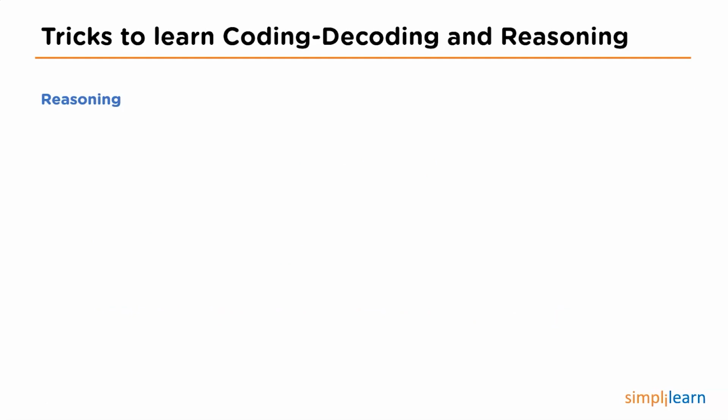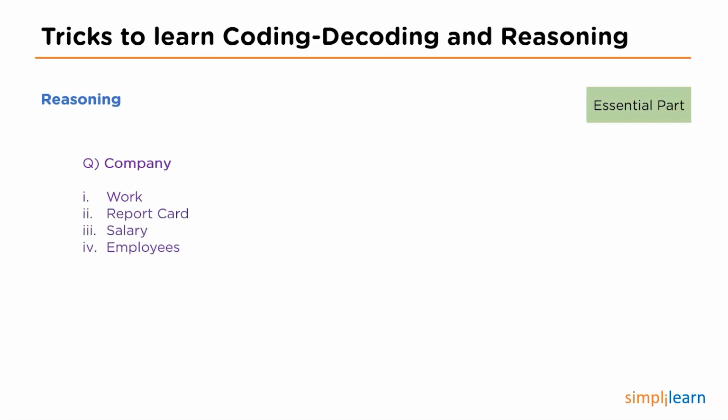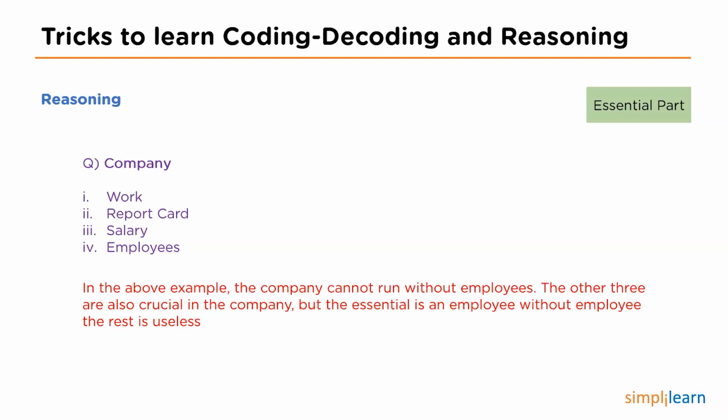Now, let's have a look at the essential part concept. Essential part is one of the important topics in the logical reasoning section. In an essential part question, each question contains a word followed by the answer choices. Let's have a look at an example of essential part. Company: work, report card, salary, employees. Explanation. In the above example, the company cannot run without employees. The other three are also crucial in the company. But the essential one is employees. Without employees, the rest is useless. As per the essential part concept, the answer would be employees.